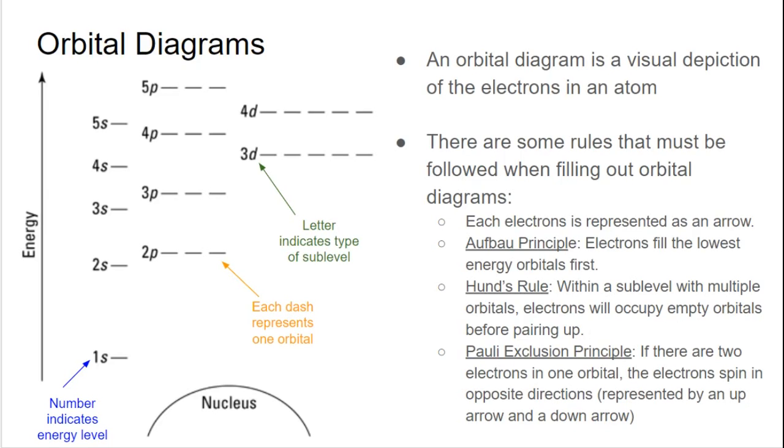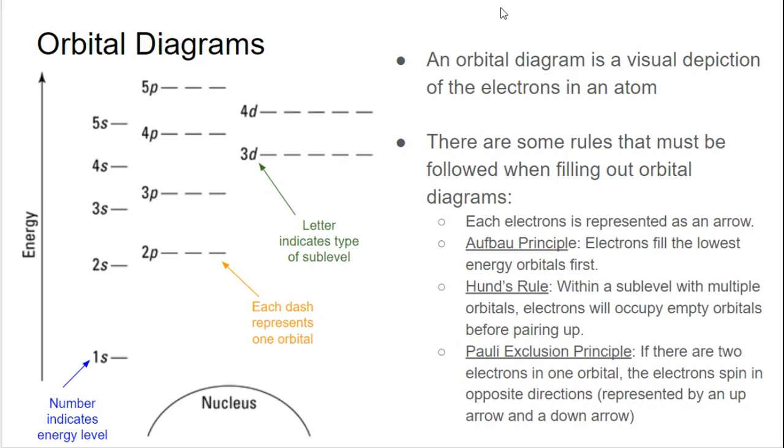Here we are looking at our very first orbital diagram. An orbital diagram is a visual depiction of all of the electrons in an atom. In an orbital diagram, there are numbers, letters, and dashes. The numbers, like 1, 2, 3, 4, 5, and so on, indicate the energy level. The letters, S, P, D, and also F, which is not shown in this orbital diagram, indicate the type of sublevel. And then a dash represents one orbital. Each dash holds up to 2 electrons.